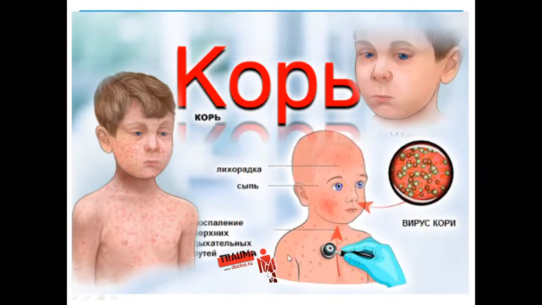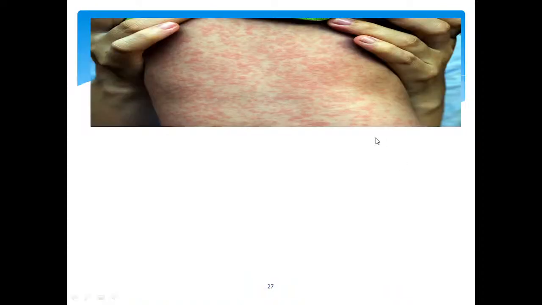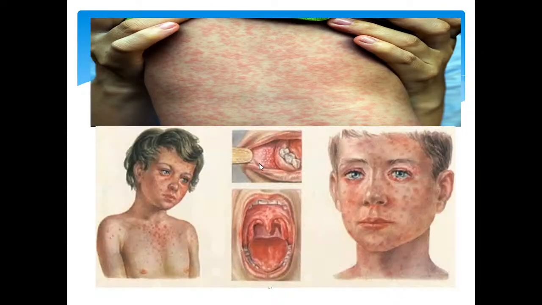Rash, fever, conjunctivitis, sneezing, and others. These are photos of the rash, Belsky-Filatov-Koplik spots, catarrhal signs, pictures of the oral area, and once again conjunctivitis.